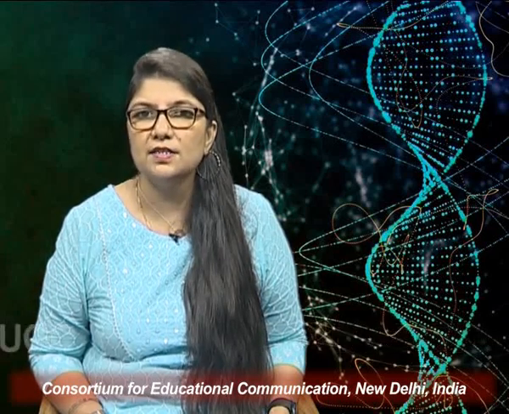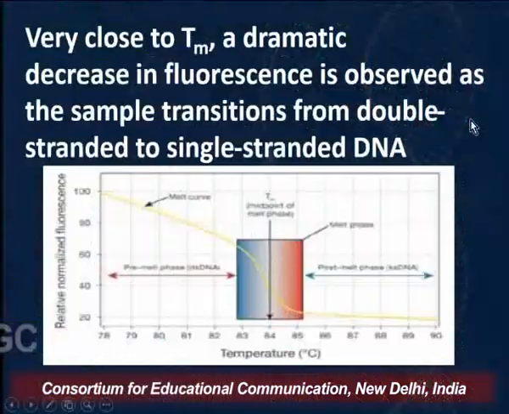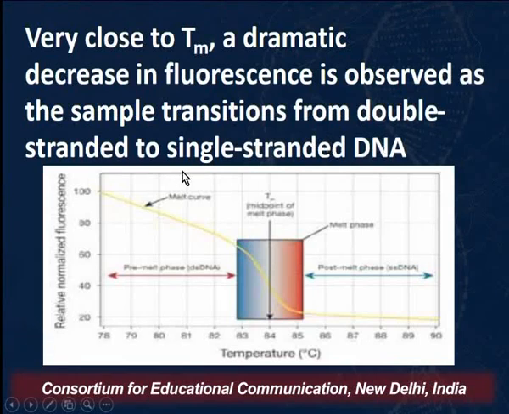So this melting temperature is unique for a double-stranded DNA molecule. As we see the dip in the fluorescence, we will see that just before the Tm there will be a very large dip. So very close to Tm, a dramatic decrease in fluorescence is observed as the sample transitions from double-stranded to single-stranded DNA. So you can see this is the melting curve basically. Gradually the fluorescence is decreasing. As it reaches near the melting temperature, the double-stranded DNA will become single-stranded DNA. So there will be a sharp dip in the fluorescence, and then in single-stranded there will be no template fluorescence at all, only the background fluorescence.